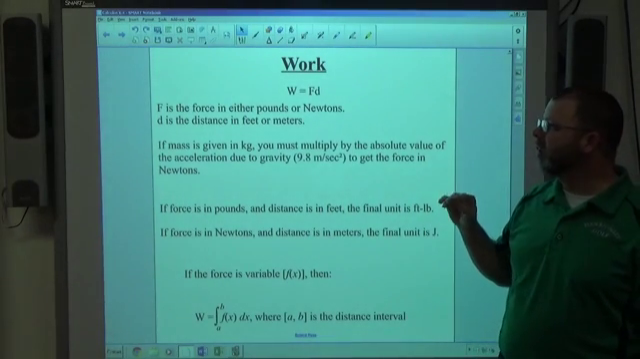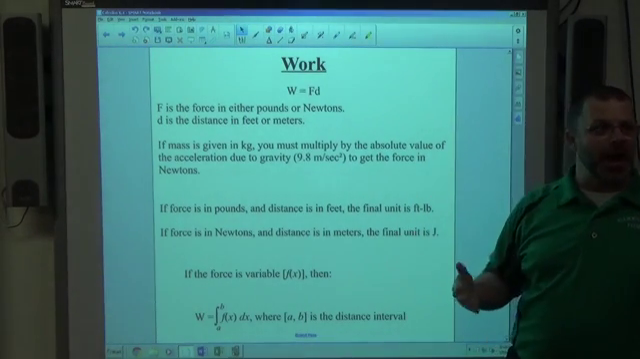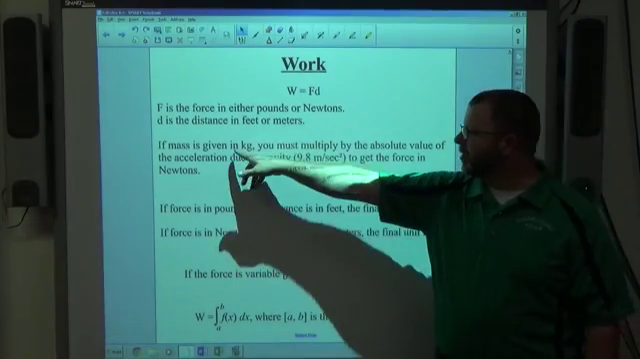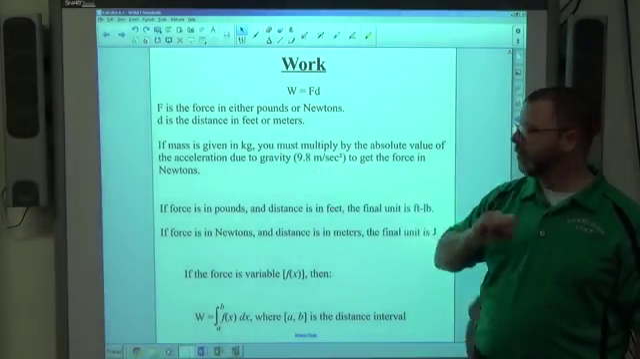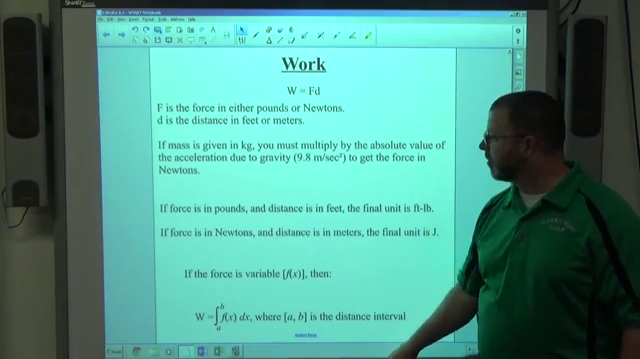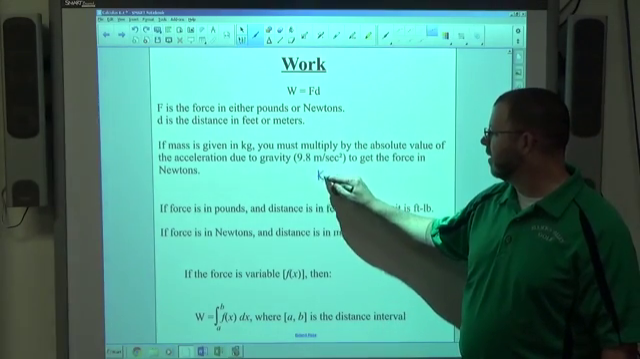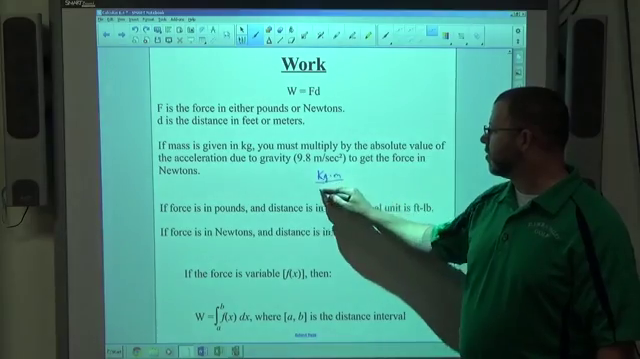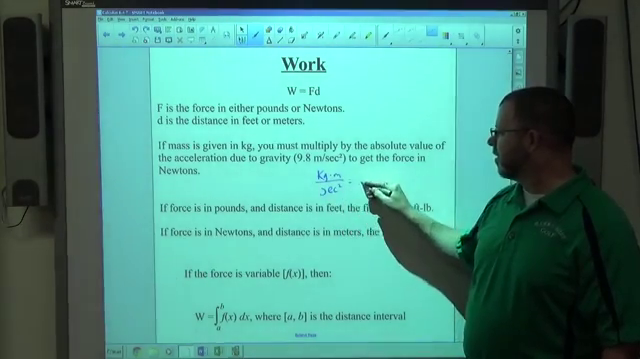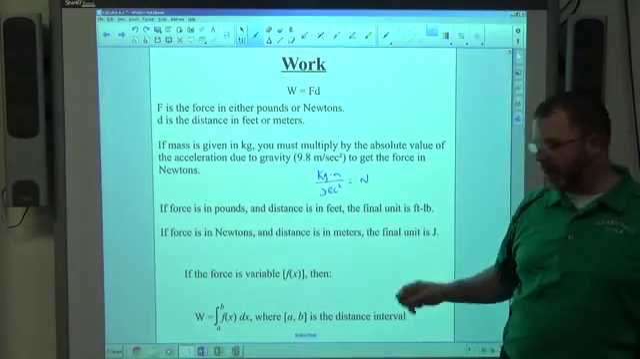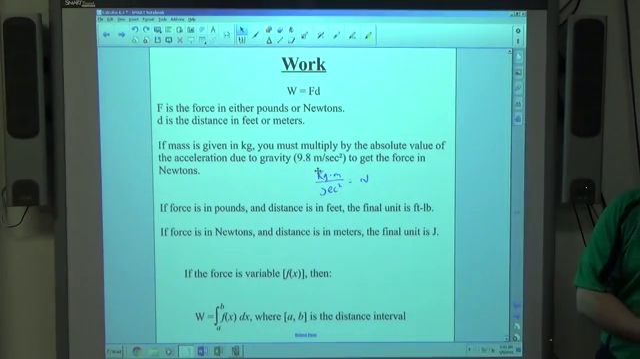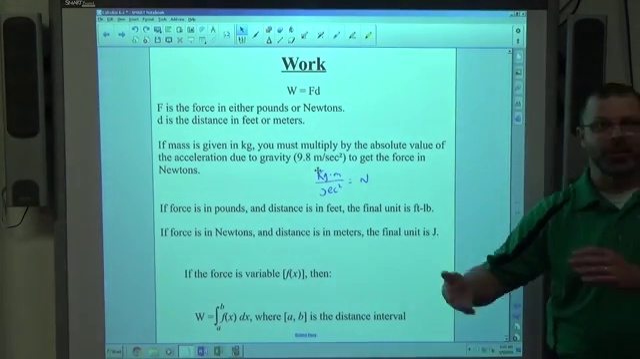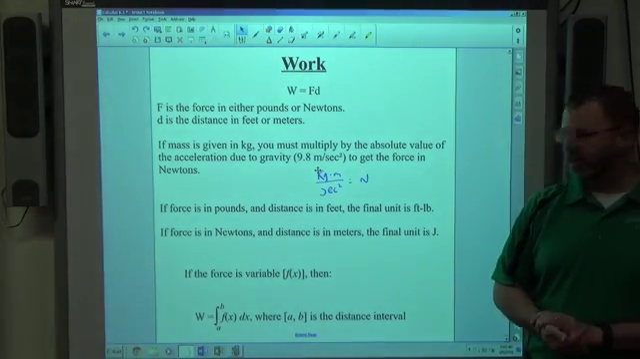Now, the only other unit they might give you today is going to be mass in kilograms. If mass is given in kilograms, you must multiply by the absolute value of acceleration due to gravity, 9.8 meters per second squared. And if you remember from physics, a kilogram meter per second squared is the definition of a newton. We're assuming we're on Earth for every problem. If we're on a different planet, we'd have to know the acceleration due to gravity on that planet if we knew the mass of the object.